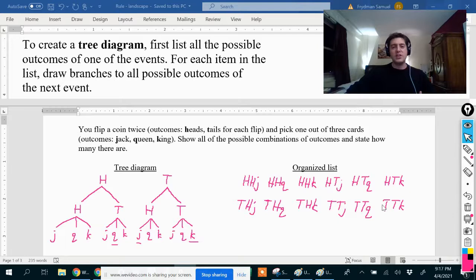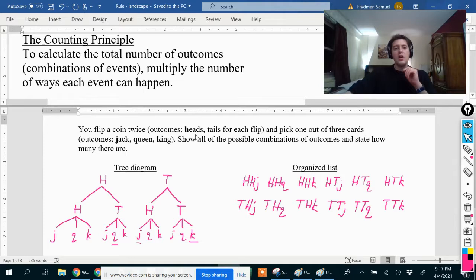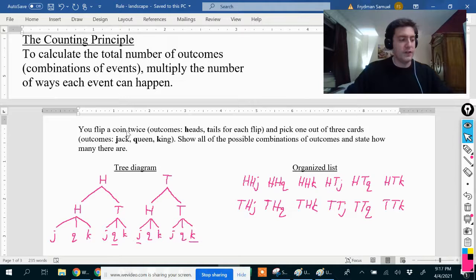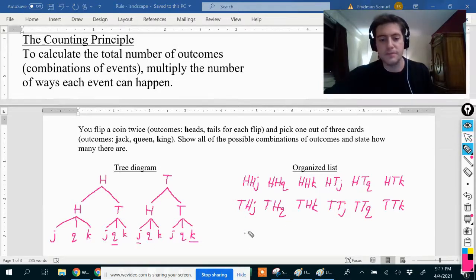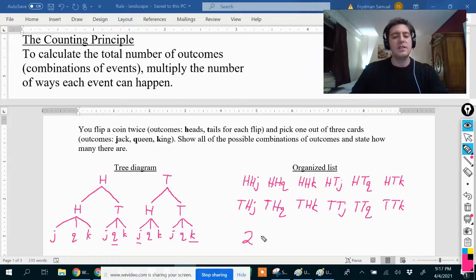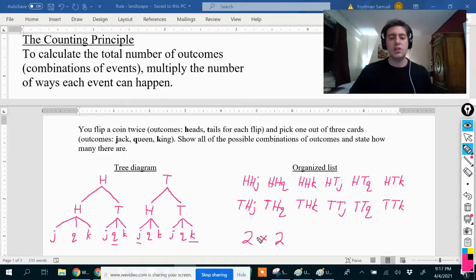Now, is there a faster way I could have figured that out? Yeah, of course. Again, I can use the counting principle. So the first thing that happened was I flipped the coin, right? That could happen in two different ways. There are two outcomes there, either a heads or a tails. Second thing that I did was I flipped the coin again. And again, there are two outcomes there, heads or tails. Okay, so 2 times 2 is 4.